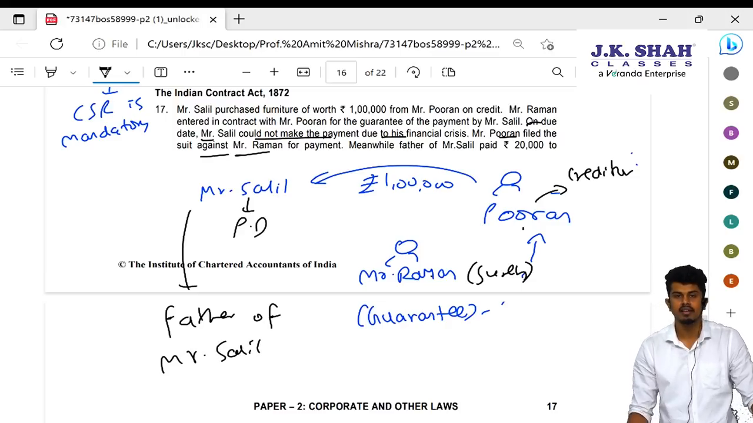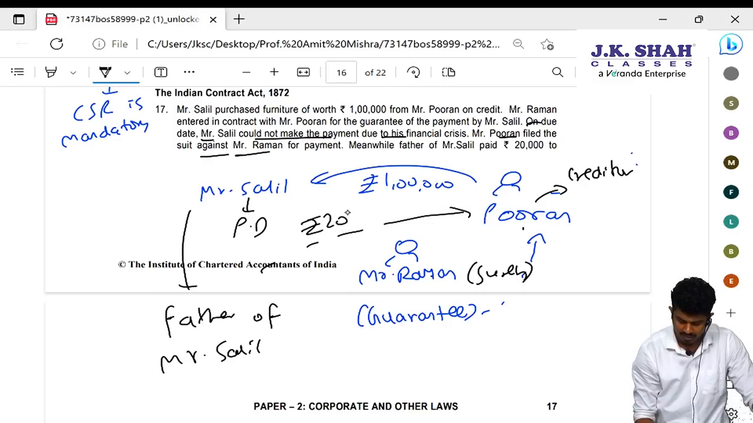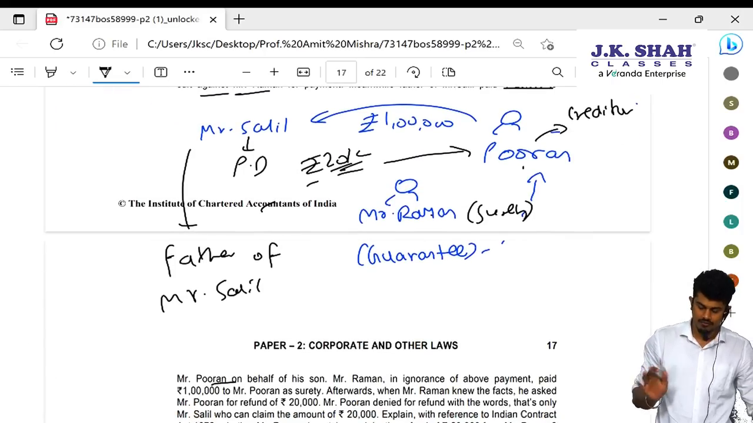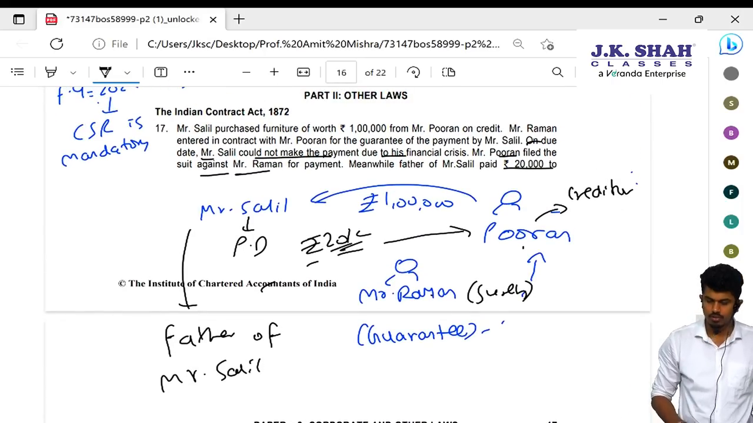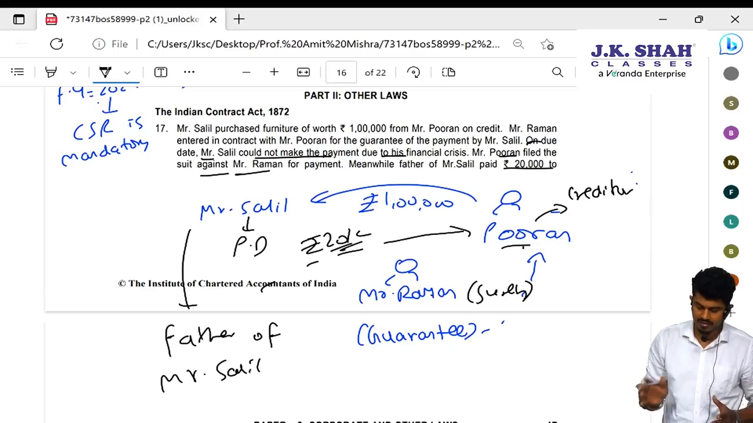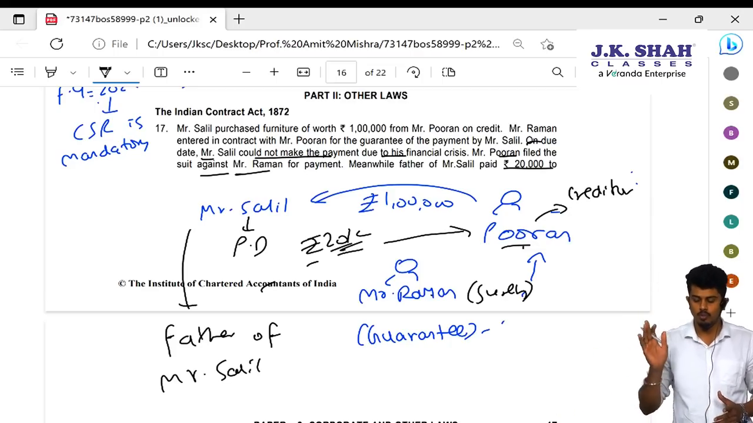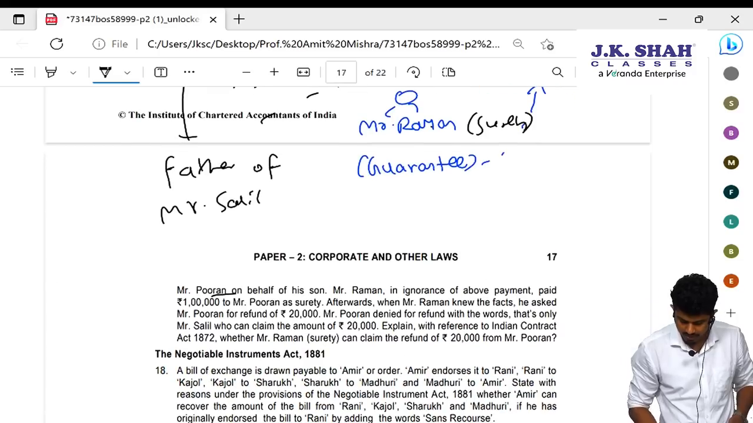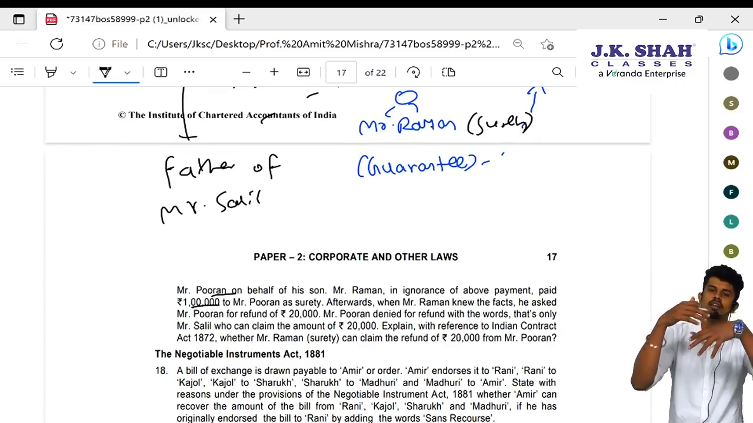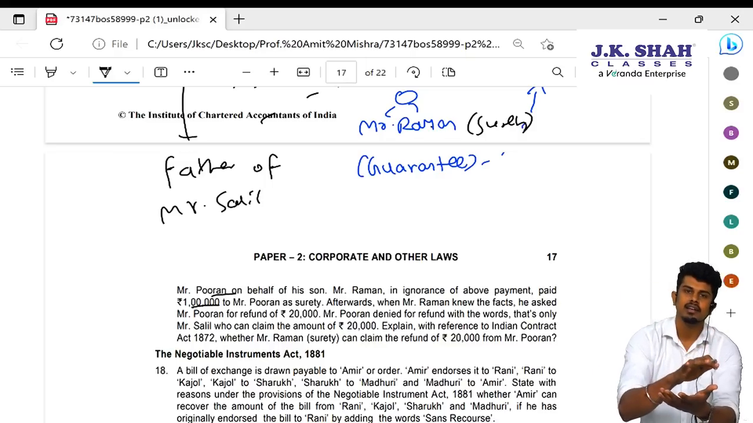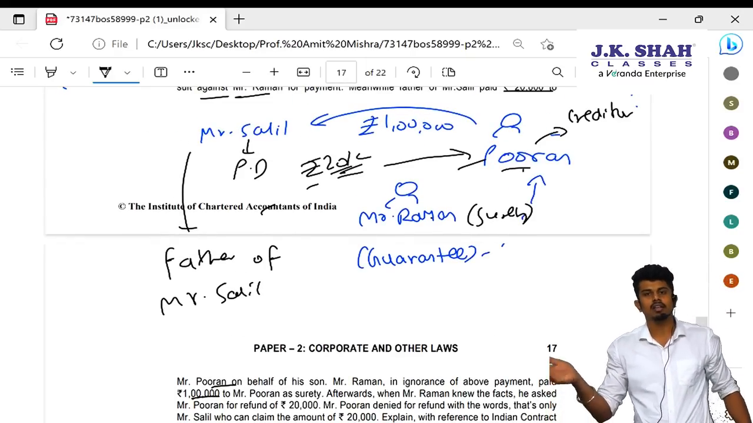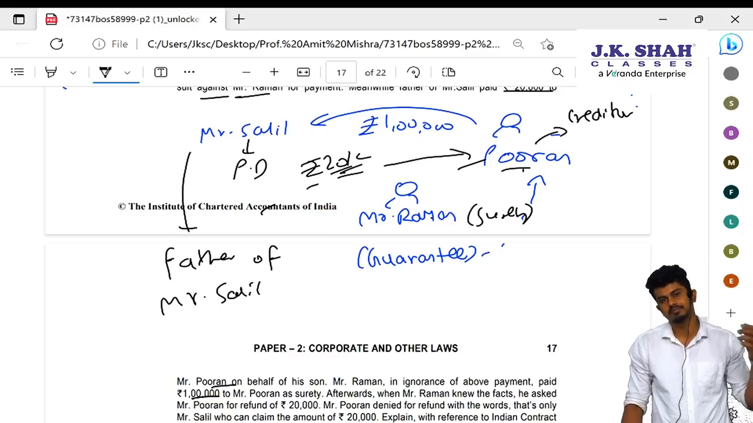While the suit was pending, father of Mr. Salil paid rupees 20,000 to Puran on behalf of his son. Okay. So Salil was about to pay 1 lakh rupees to Puran, which he did not pay. Therefore, father of Mr. Salil paid 20,000 to Puran. And Raman was not aware about it. And Raman paid entire 1 lakh to Puran as surety. Now, later on, when Raman realizes that Puran has already got 20,000, Raman asks refund of rupees 20,000 from Puran.